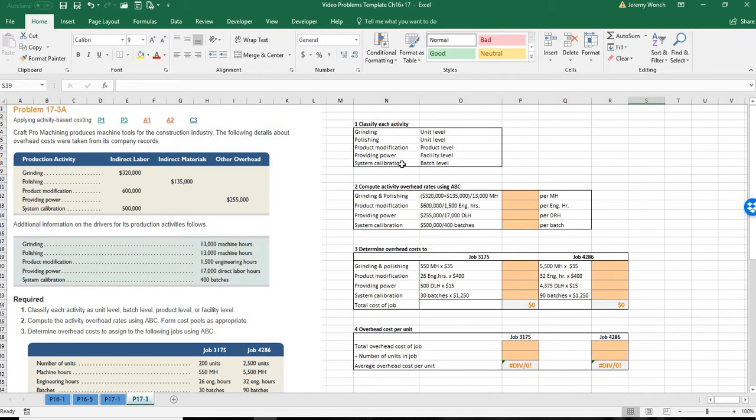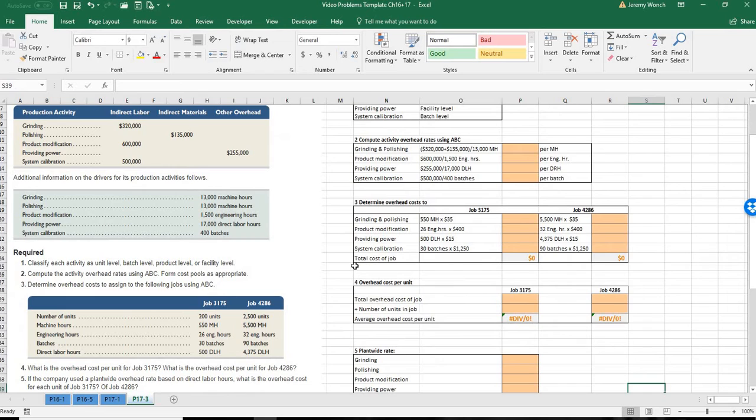Now, product modifications, that's more like a designing and engineering deal. So that's not a per unit deal, that's a per product deal as they're designing these. Providing power is going to be the whole facility itself. And then system calibration is going to be calibrated per batch, so that's on a batch level.